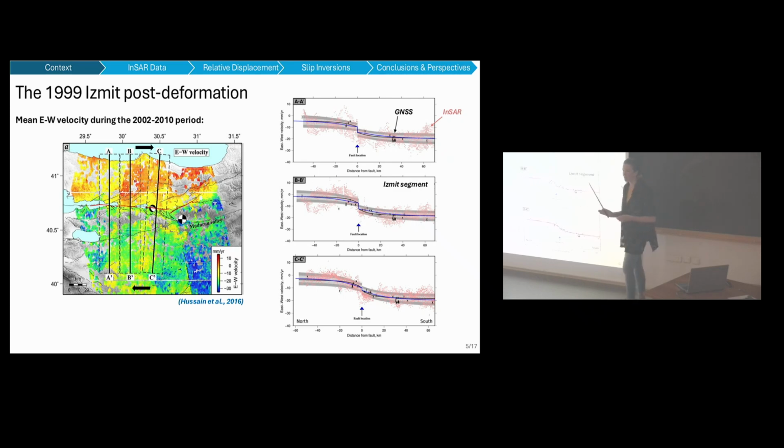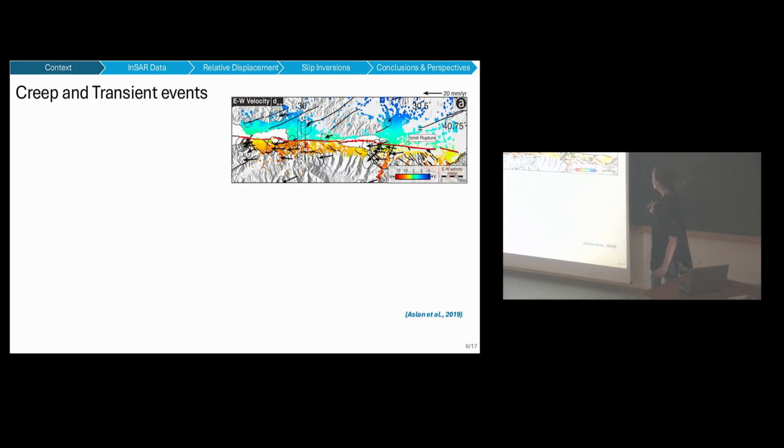So we know that these segments are seismically creeping during this period. Now, to understand a little more about the creep behavior along the Izmit segment, we can look at what is happening a few years later. You have this paper from Aslan et al. in 2019. Again, you have a mean east-west velocity computed from InSAR data. Here the colors are the opposite, so eastward and westward.